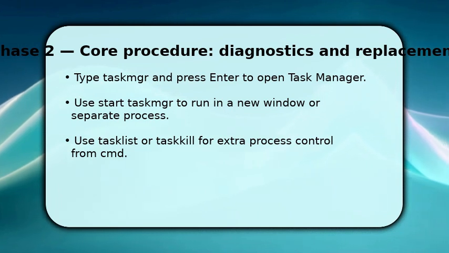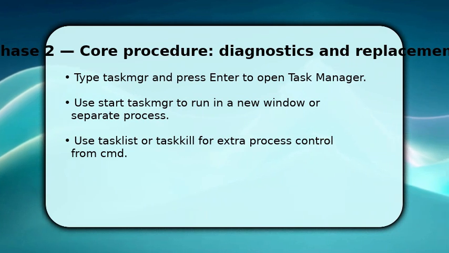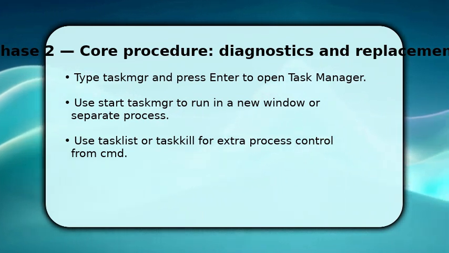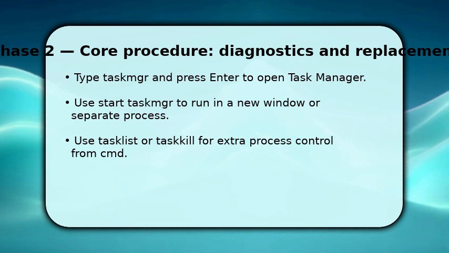For deeper control, you can run tasklist to view running processes, or taskkill /PID /F to force stop a stubborn process. These follow-up commands explain why the CMD approach is powerful.